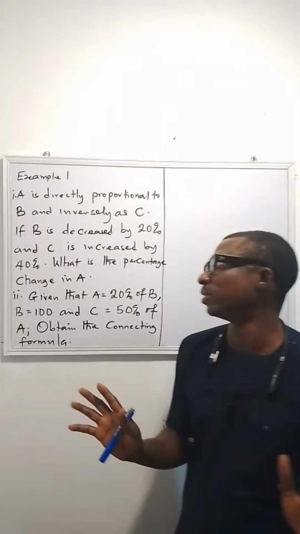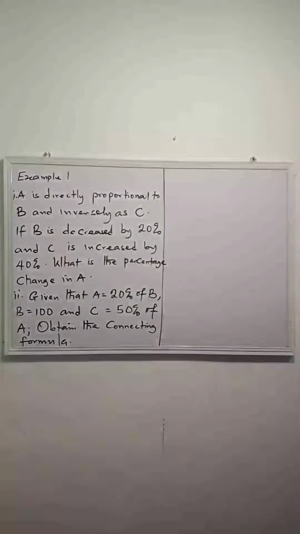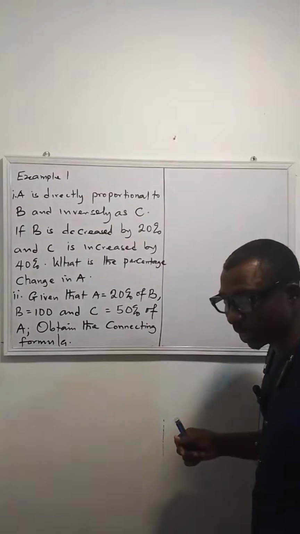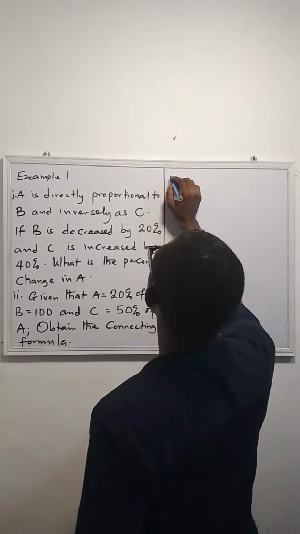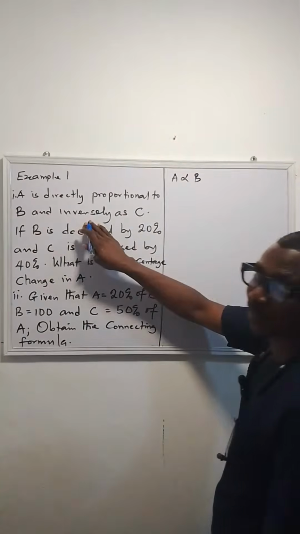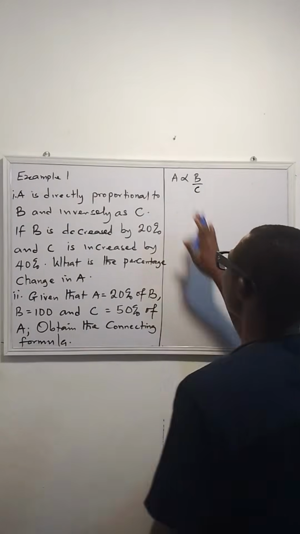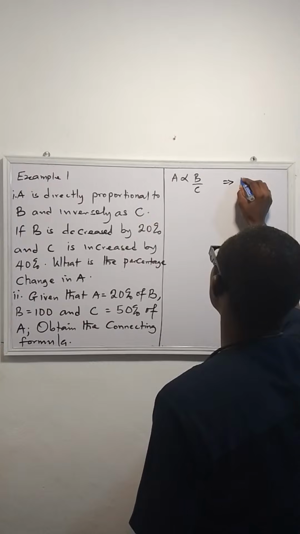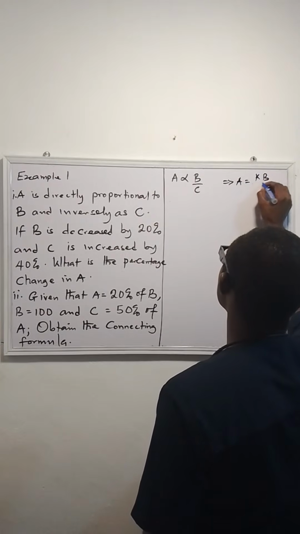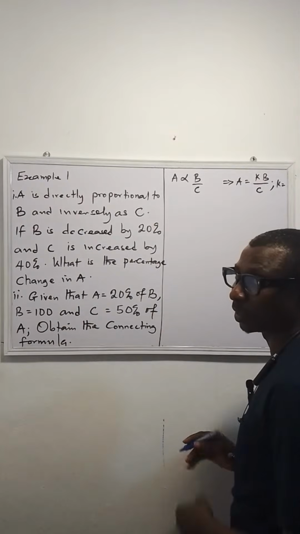All right, so how do we go about this? The first thing is to write the relationship between A, B, and C. So we have A is directly proportional to B and inversely as C. Once we have this, what it implies is that A equals KB over C, where K is a constant. So that's the first thing to do.